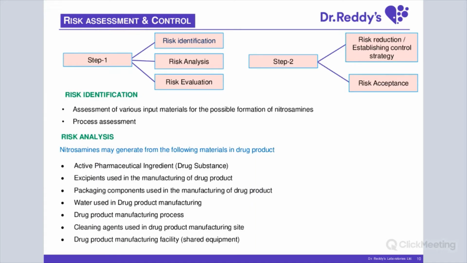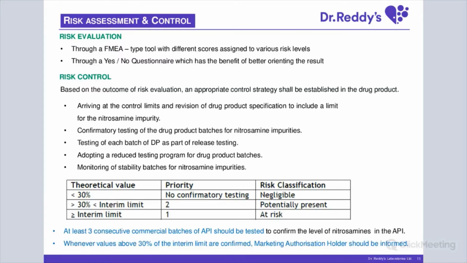And sometimes it is very difficult to get the data from the vendors, the excipient vendors, but it is very important to insist and get a lot of data. In case we don't get the data from any of the excipient vendors, it is also recommended to analyze the drug product for the presence of nitrosamines. Please go to the next slide.